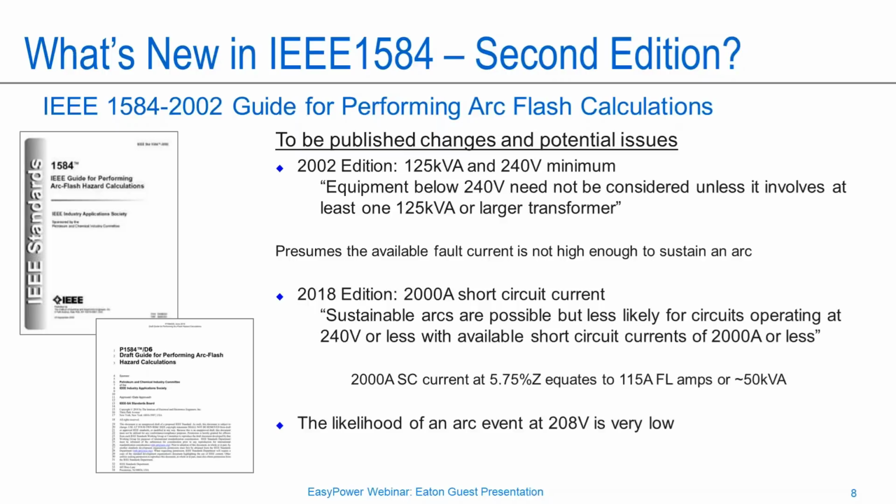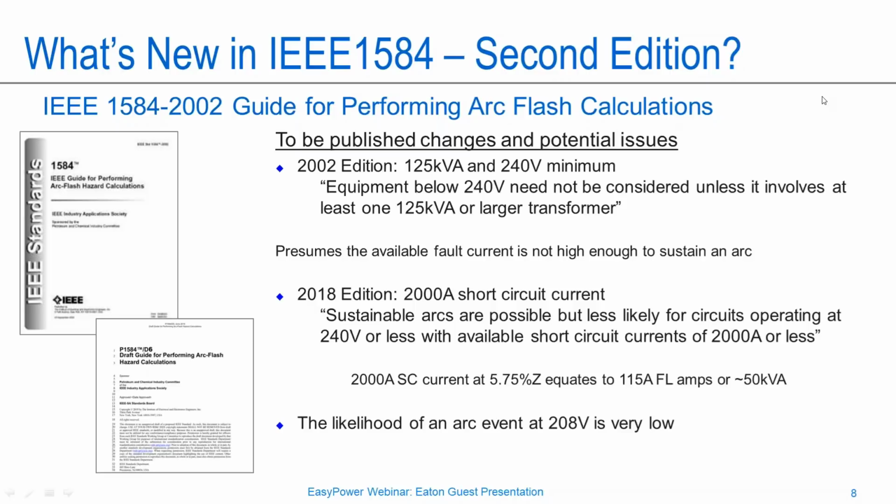A couple other things that I think are noteworthy relative to the changes in the standard. One of the conversations around the 2002 edition was the bottom end. There was a defined floor, basically language that I've shown here, that just says equipment below 240 volt need not be considered unless it involves at least a 125 kVA or larger transformer.